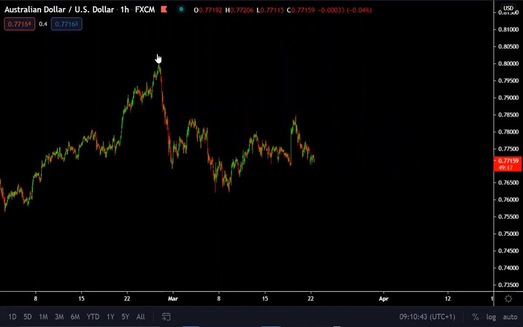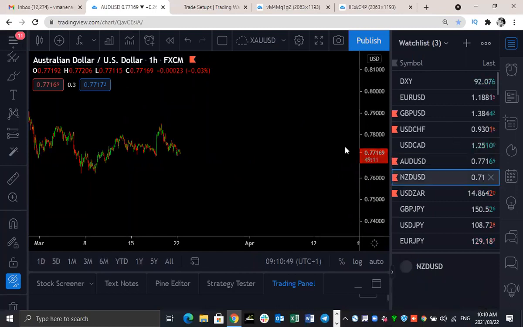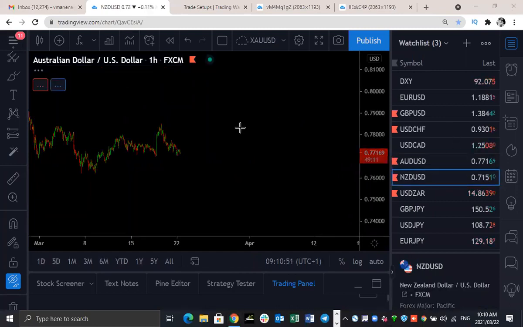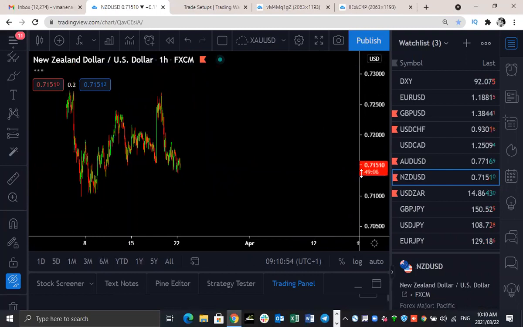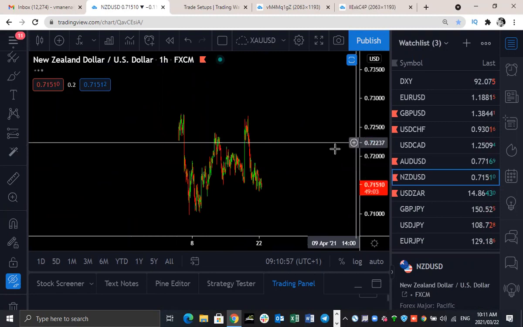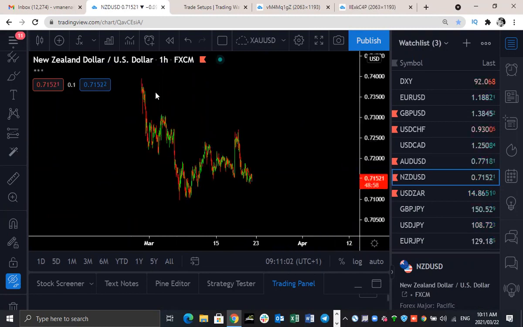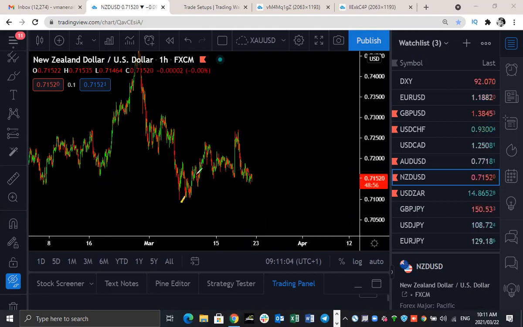Let's have a look at the New Zealand. Let's get off full screen here. So there's not much in terms of trade setups. Those who trade natural gas, it is a trade of the week. You can check it out on the website. Trade of the week has been updated that we've got natural gas as our trade of the week.